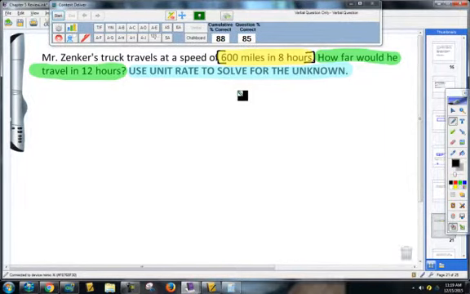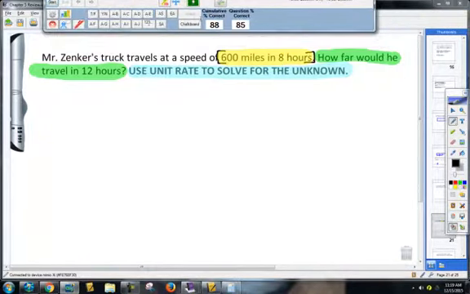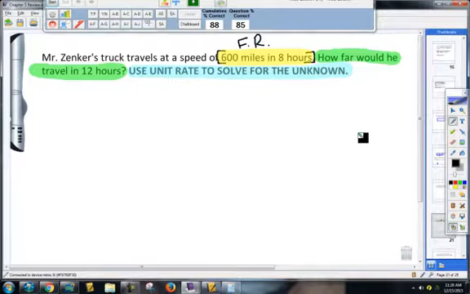Mr. Zinker's truck travels at a speed of 600 miles per hour. I put that in yellow because that is the fake ratio, okay? How far would he travel in 12 hours? Well, that's the real information. You're either going to be given a certain amount of hours or a certain amount of miles. We were given a number of hours. So what we have to do is 2 different proportions.